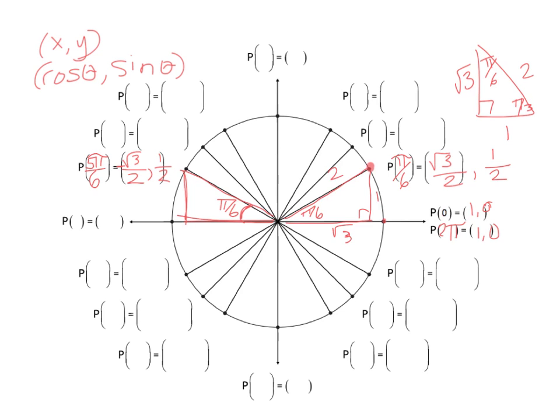A couple of ways that you can figure out what's positive and what's negative. Just look at the point. It's obviously a negative x value and a positive y value. If you consider that CAST rule, CAST, this is the S quadrant, sine is positive, cosine is negative. So you can think of it that way as well. But if you just look at where the point is, you should be able to figure out what's positive and what's negative.